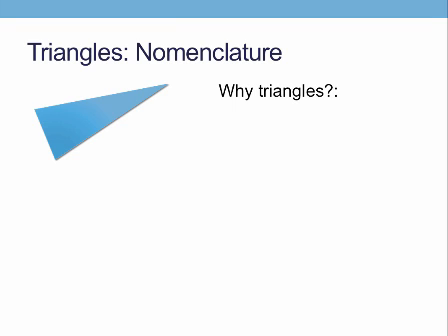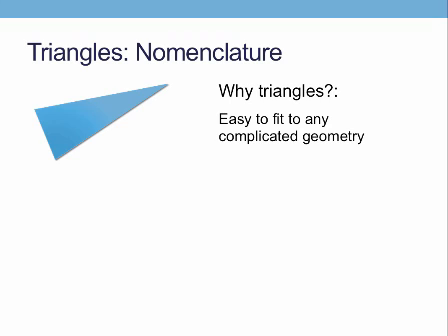Why triangles? Because they're easy to fit to any complicated geometry. If you think about a geometry with curves, you can easily understand that it's easier to fit a triangle or a number of triangles into that space than it is to fit quadrilaterals. So let's look at the numbering scheme for our triangles.